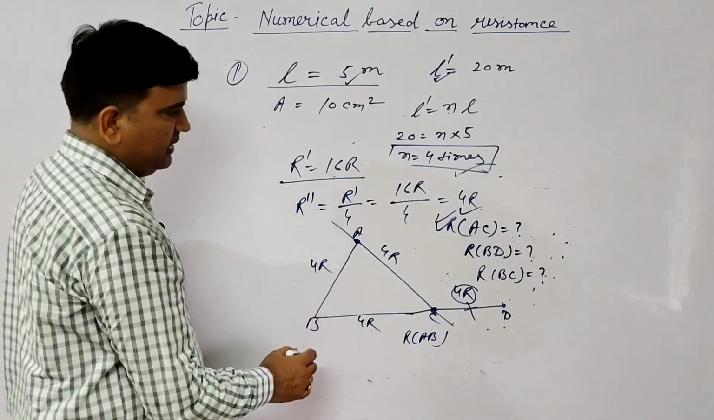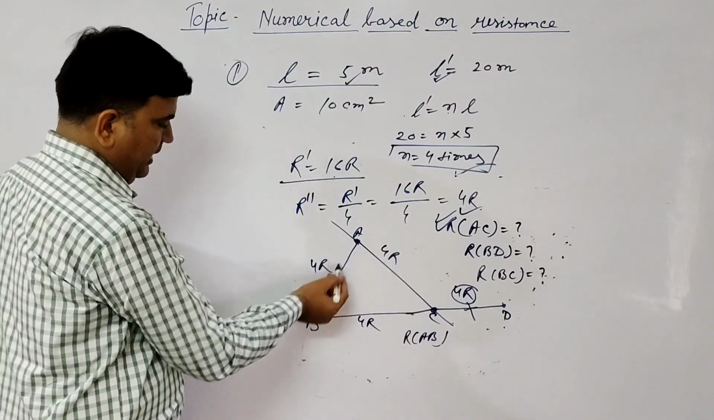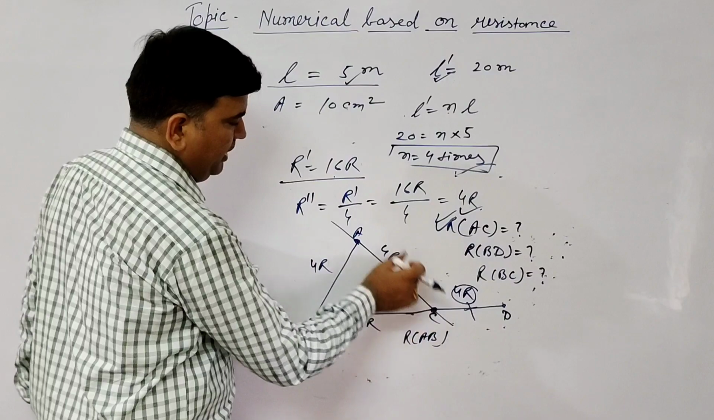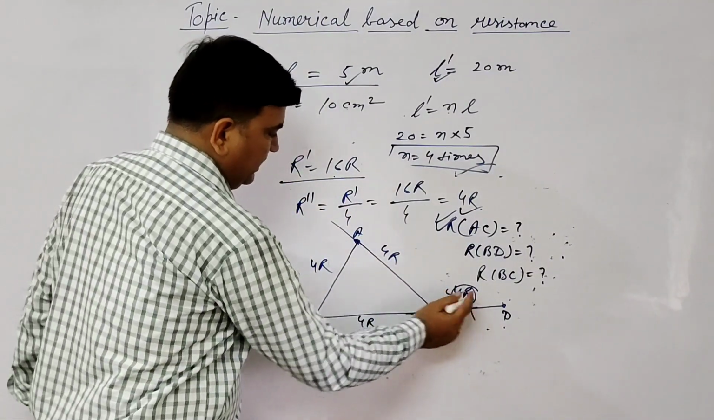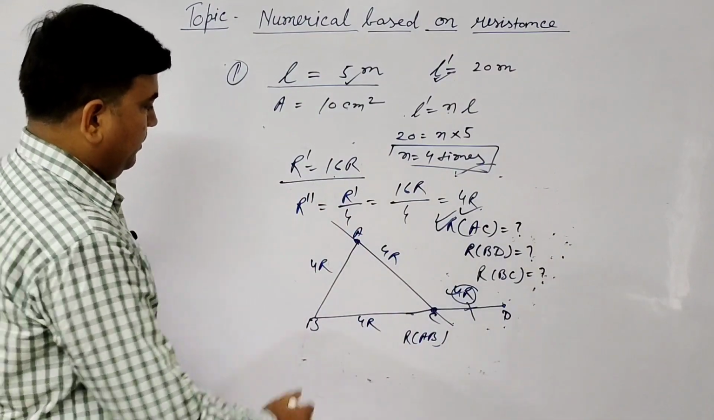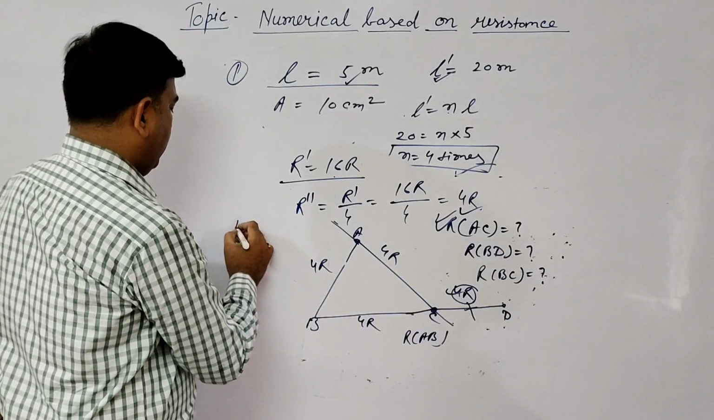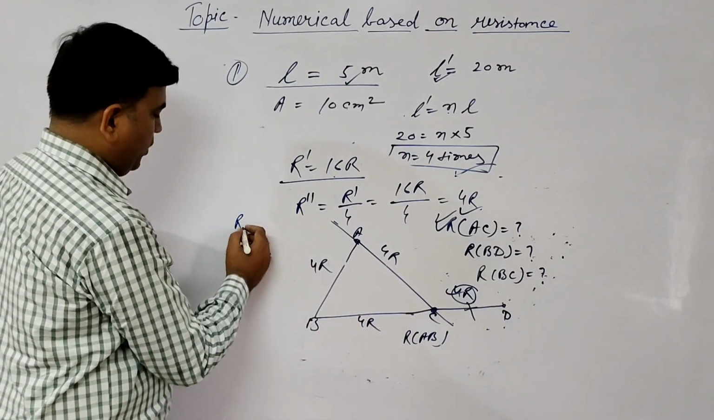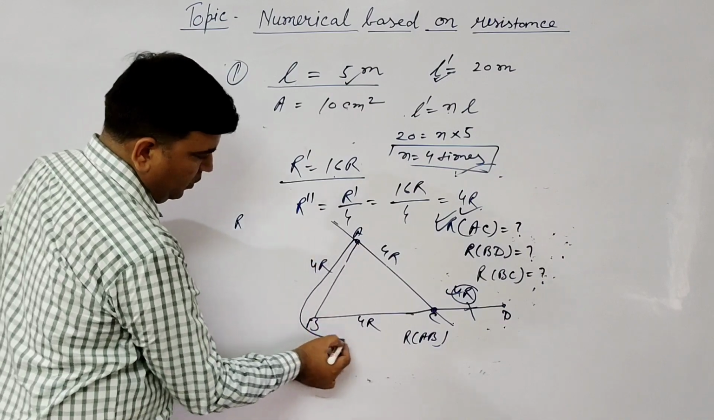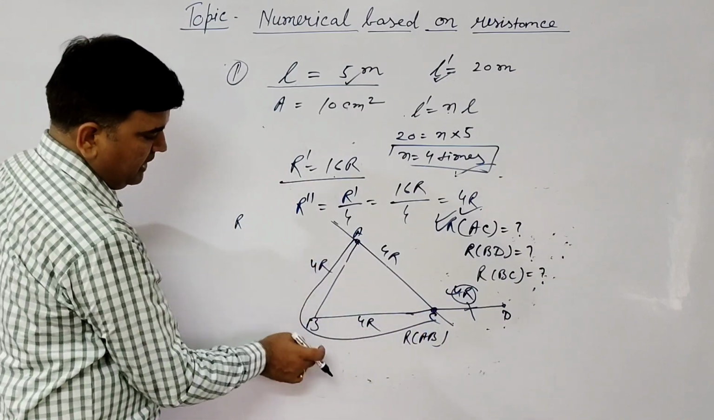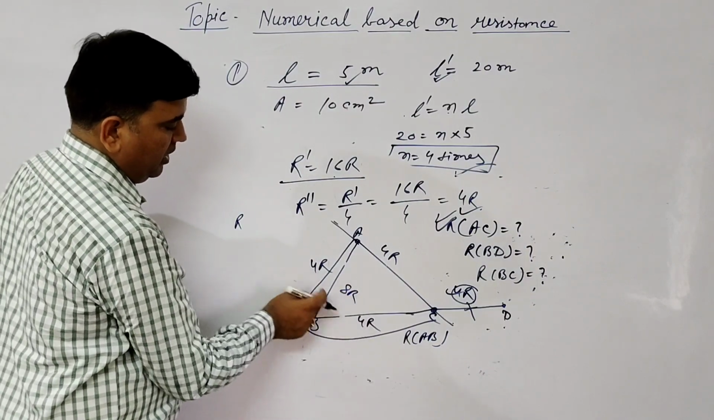Only how many resistances are useful? It is AC and AB and BC. So there is 1 useless and 3 participate here in the combination of A and C. Now find out this one. Across the point AC, you see 4R and 4R, these 2 resistances are joined in series. So the resistance becomes 8R, 4R plus 4R.